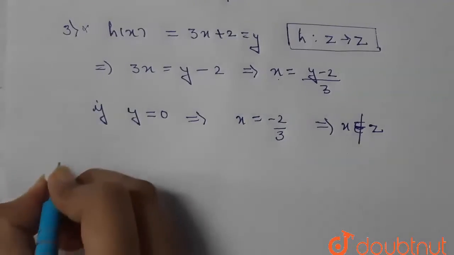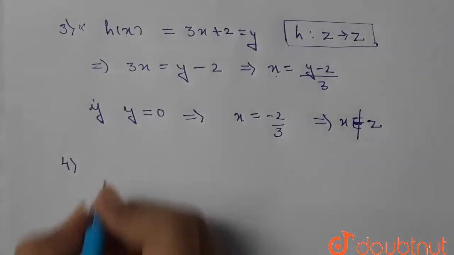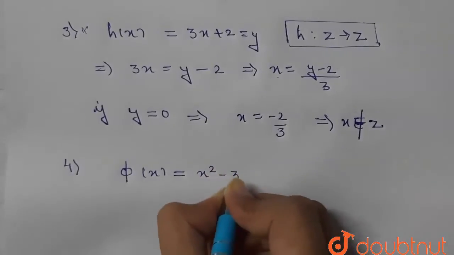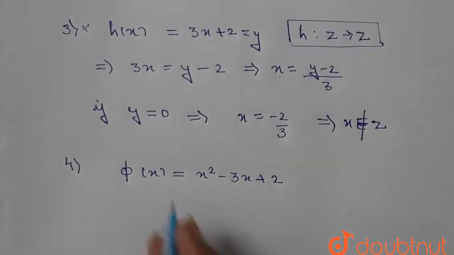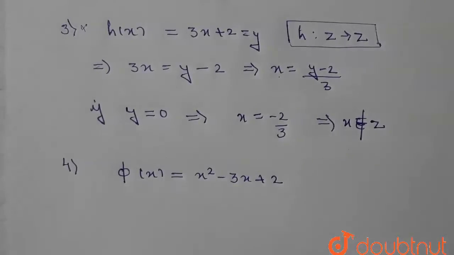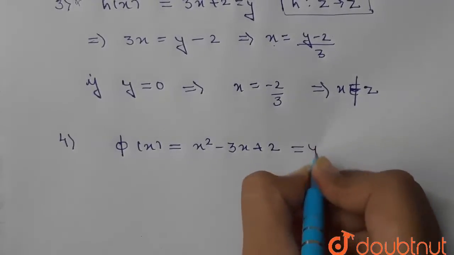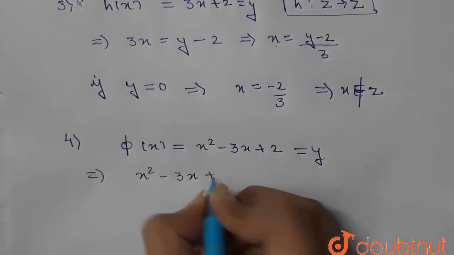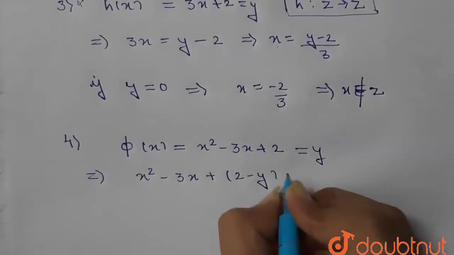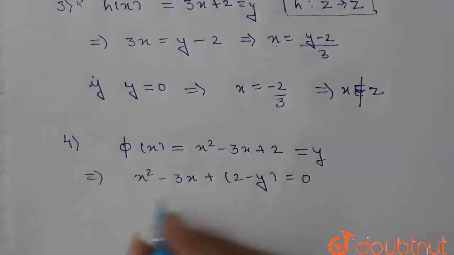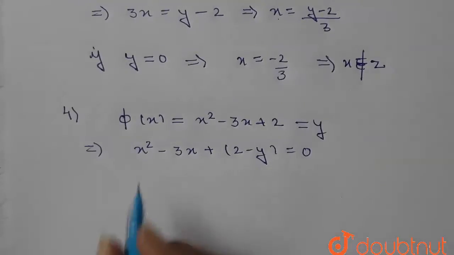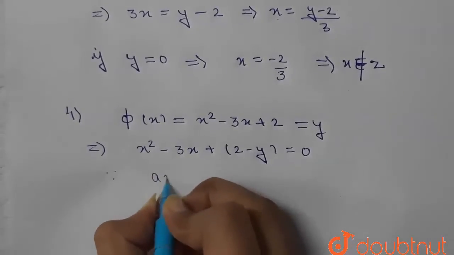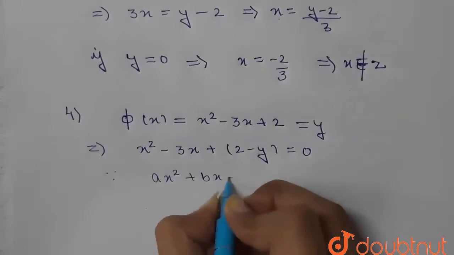Now if I talk about option number 4, we have phi of x equal to x square minus 3x plus 2, where x belongs to R. If I take this equal to y, we can write x square minus 3x plus 2 minus y equal to 0, where this thing is a constant. This is a quadratic equation of the form ax square plus bx plus c equal to 0.